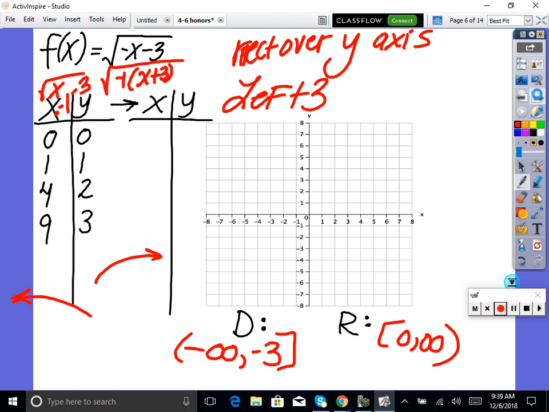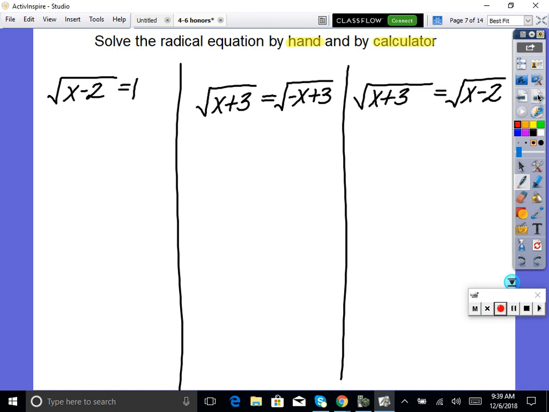Okay. All right, looking at this here, it says, solve the radical equation by hand and by calculator. I'm going to do it by hand first, and then I'll just show you how you can kind of do it in the calculator too. So first of all, isolate the radical, done. Then you would square both sides, right? So then we have x minus 2 equals 1, therefore x equals 3.